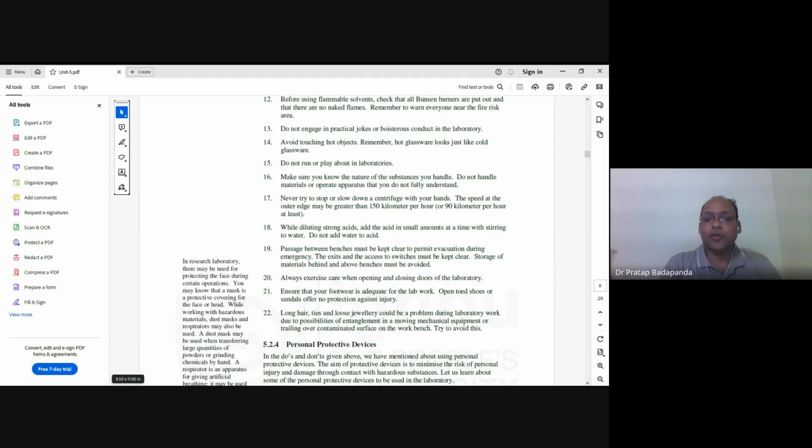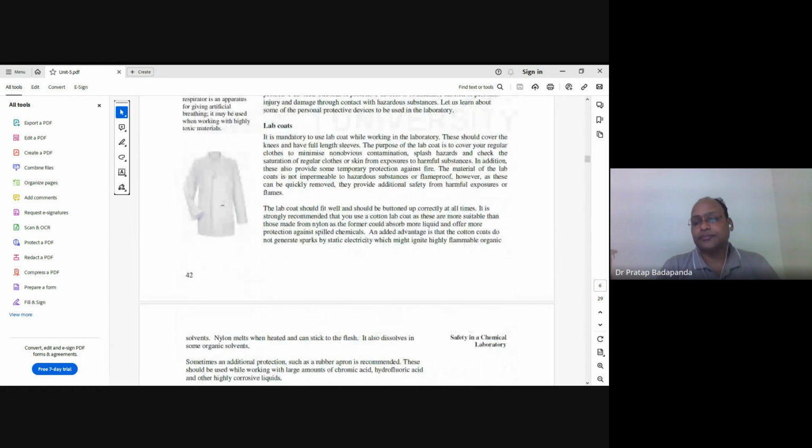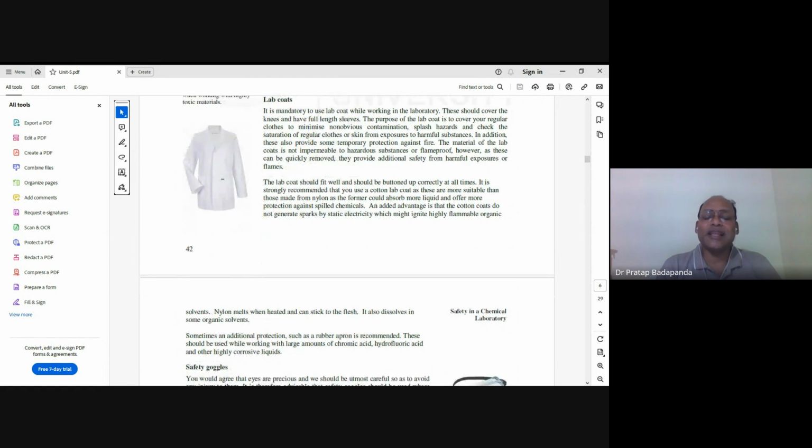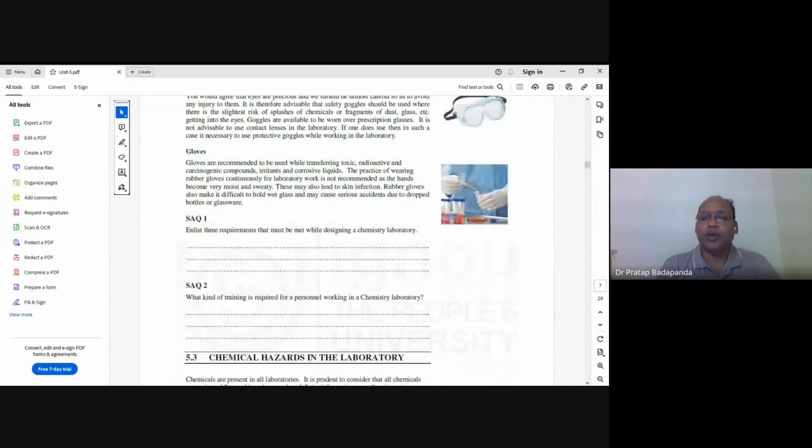Next, personal protective devices. Lab coats are compulsory. White coats are essential, and they should be full sleeve. Then safety goggles are used. Then the gloves. When you are handling any kind of chemicals, you should wear gloves.